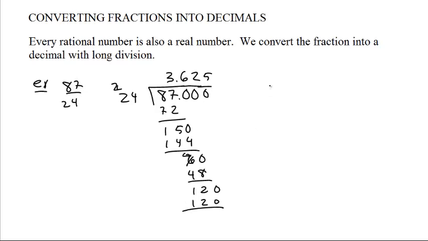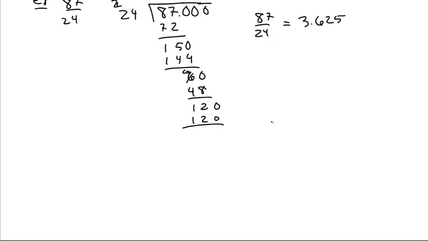And so we're done. And so 87/24 is the same thing as 3.625. This is a decimal. This is how we represent real numbers. This is a fraction. Let's do another example.